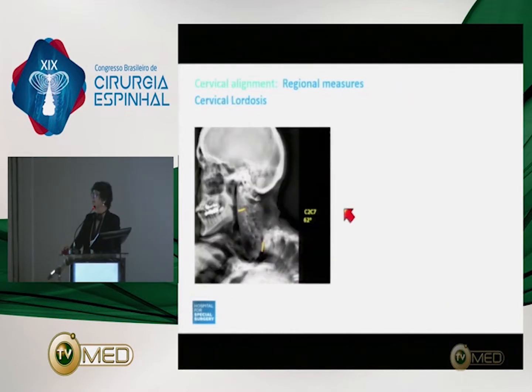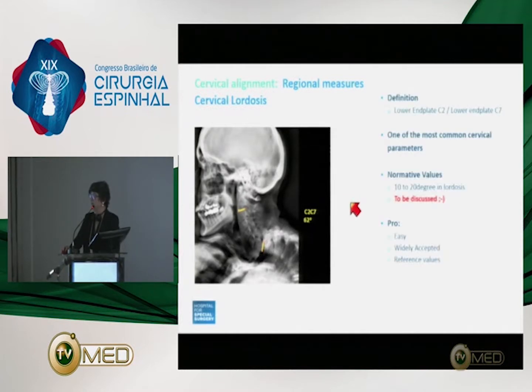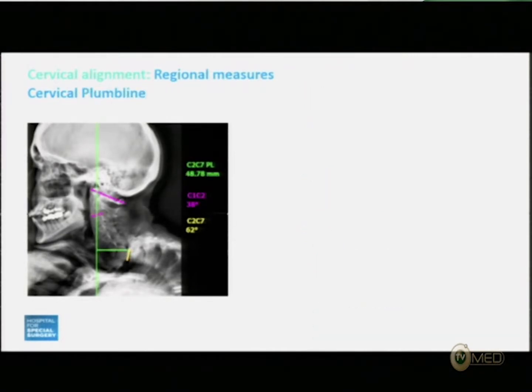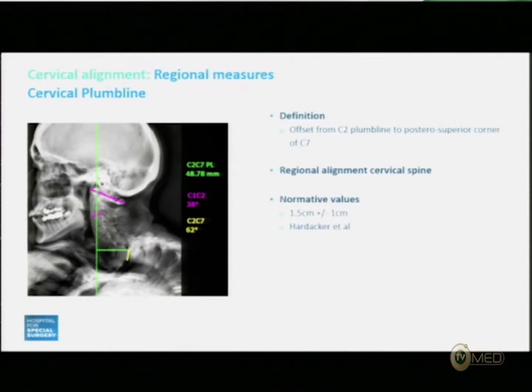So the regional curvature, and you know that way better than me. How do we evaluate the regional cervical spine? We just measure the cervical lordosis from C2 to C7. We're going to talk about the normative value, because this is not as obvious as we used to think. Another regional parameter is the plumb line. The plumb line was described a while ago. So we want the plumb line from C2 to be within a few centimeters of C7.